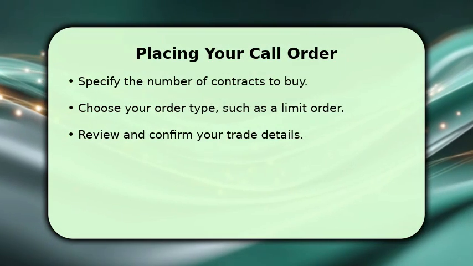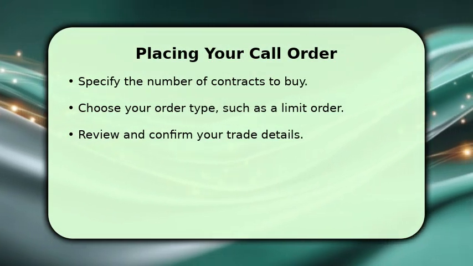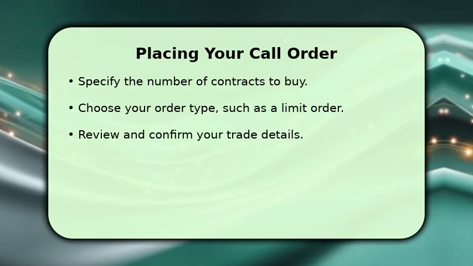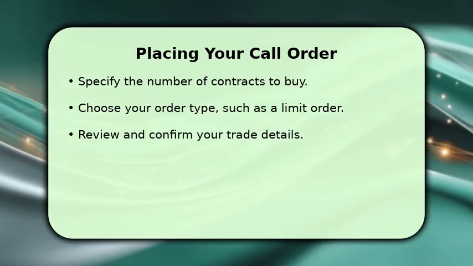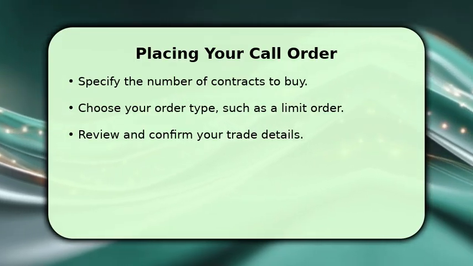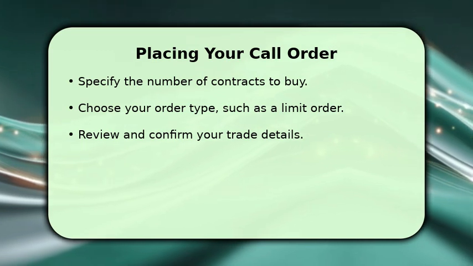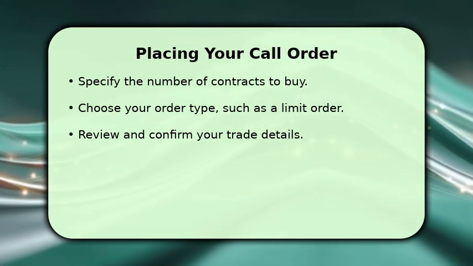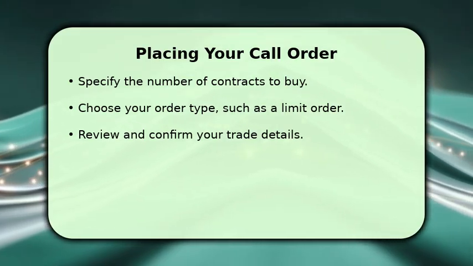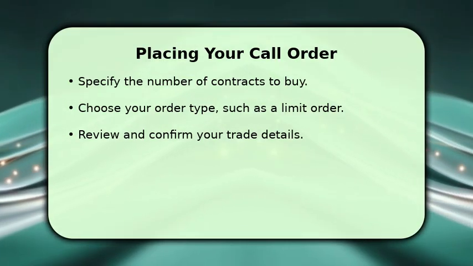After selecting your desired call option, you'll specify the number of contracts you wish to buy. Remember, one contract typically represents 100 shares of the underlying stock. Next, choose an order type. A limit order allows you to set a maximum price you're willing to pay, offering more control than a market order. Finally, review all the trade details carefully before confirming your order.